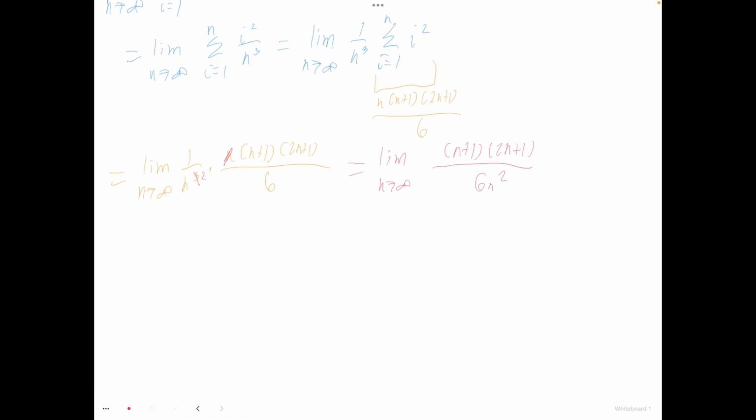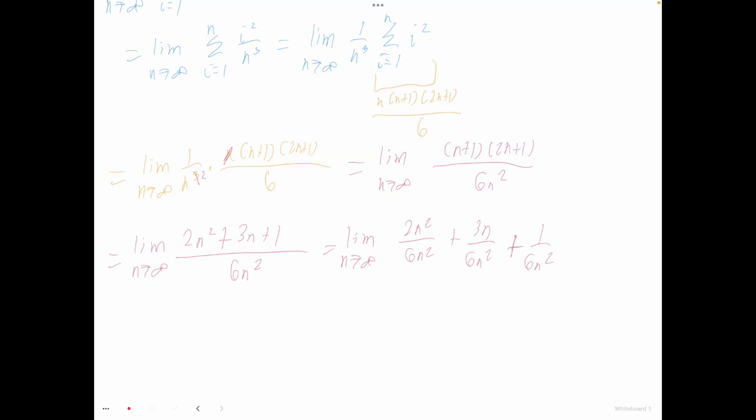And so multiplying this out, we have the limit as n goes to infinity. On the top, we're going to have 2n squared plus 3n plus 1. And on the bottom, we have 6n squared. And so this then becomes the limit as n goes to infinity of 2n squared over 6n squared plus 3n over 6n squared plus 1 over 6n squared, just breaking it up into pieces.